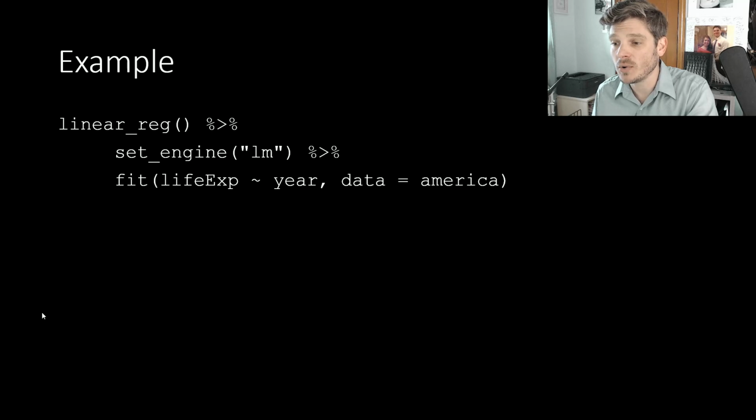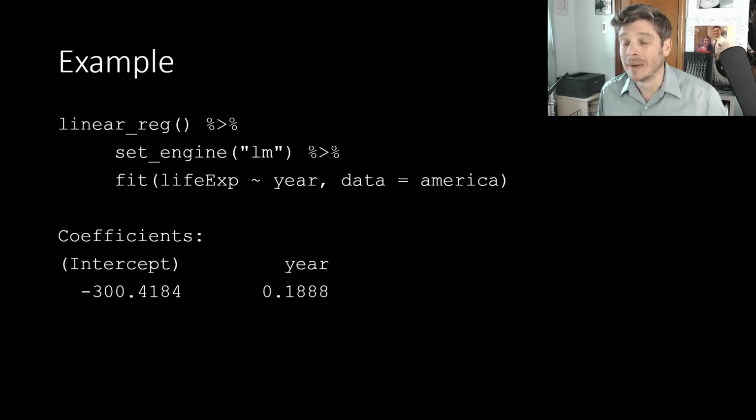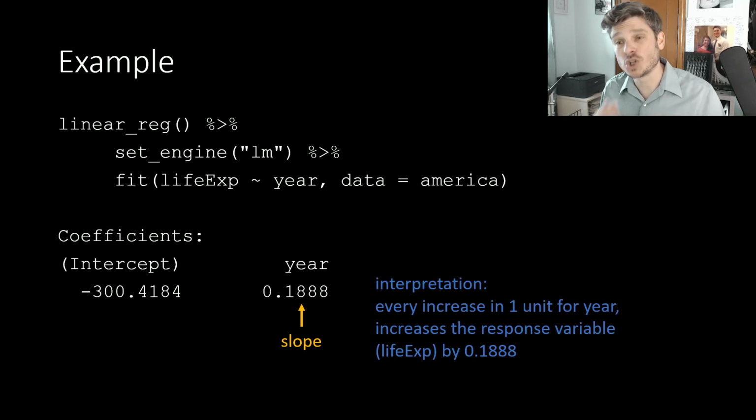All right, so when I run that code, my output now says coefficients, intercept, and year. The way we're going to interpret this is that the intercept is the intercept. That other value is my slope, or my rate of change. And the way we interpret this is that for every increase of 1 unit in the variable year, my response variable is going to increase by that value, 0.01888.